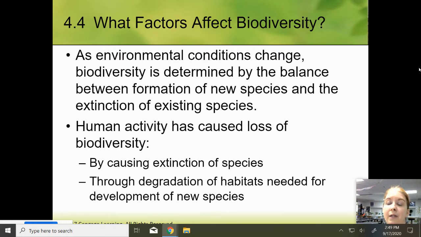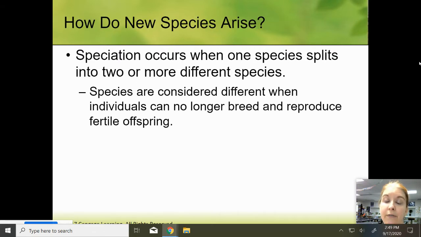So human activity has caused a massive loss of biodiversity. We cause species to go extinct. Either we degrade their habitats needed for new species, or we intentionally hunt them and kill them. So speciation occurs when one species splits into two or more different species.